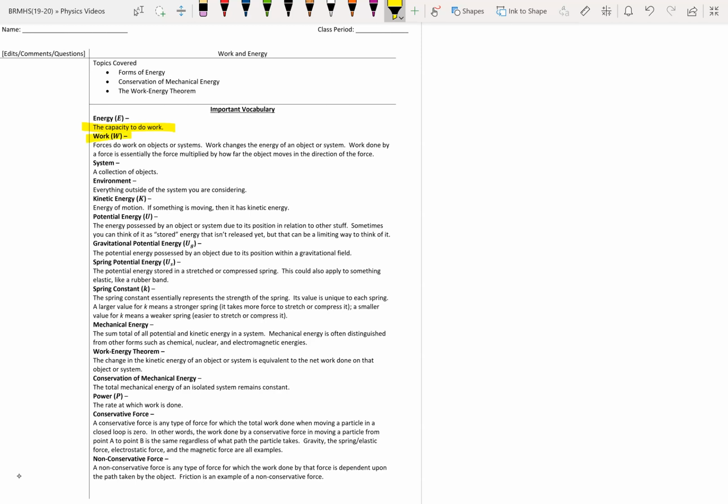And if we look at my definition of work, we can see how they're related. Forces do work on objects or systems. That's important to remember. Work changes the energy of an object or system. And work done by a force is essentially the force multiplied by how far the object moves in the direction of the force. So one way to think about work is force times distance, though that's not really specific or accurate enough for us to use, but it's a good thing to remember. It's essentially force times distance, where distance is the distance over which the force is being applied, if it's pushing or pulling on an object.